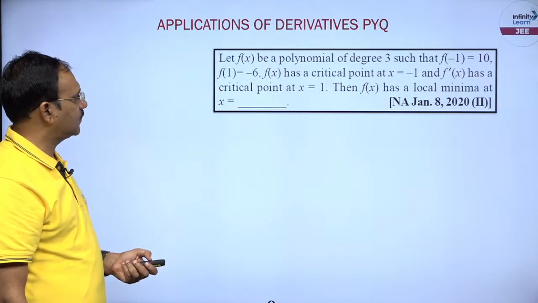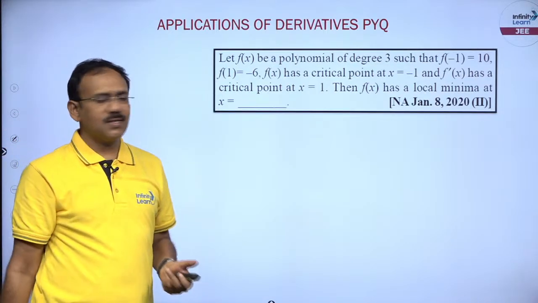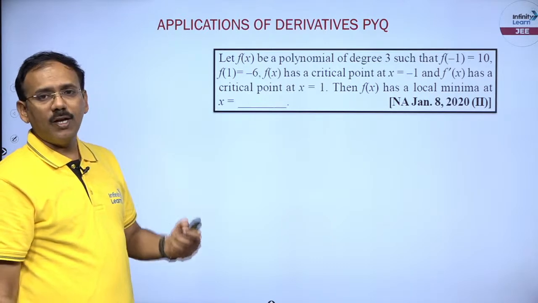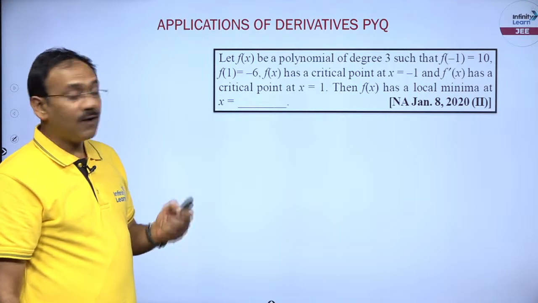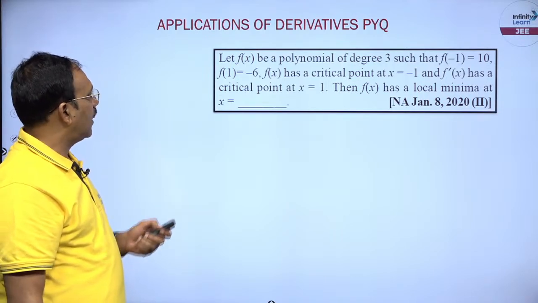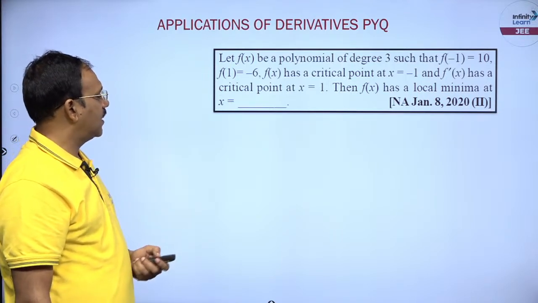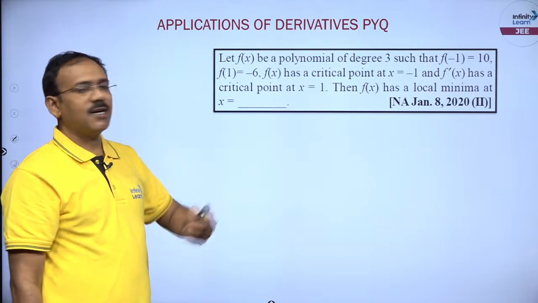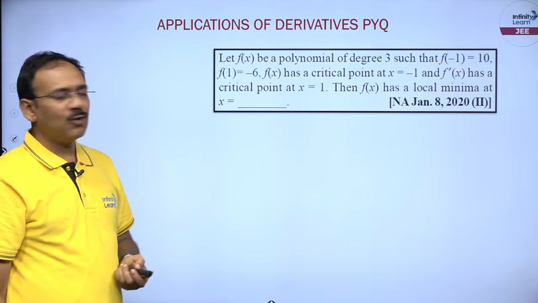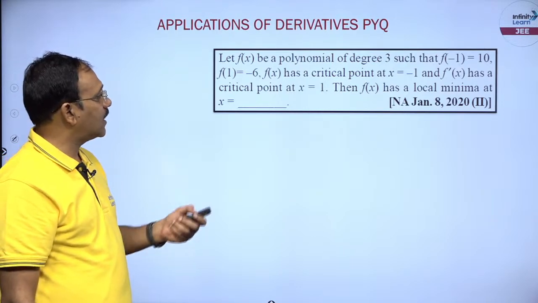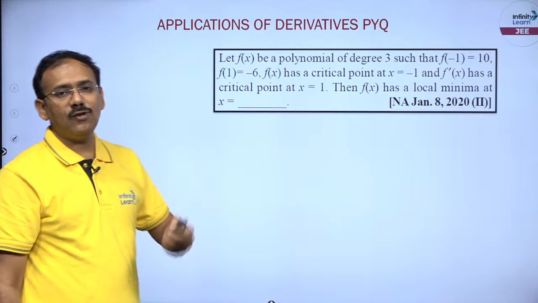Next question. You see another question of this kind. Let f of x be a polynomial of degree 3, and f of minus 1 is 10 and f of 1 is minus 6. f dash x has a critical point at x is minus 1, and f dash x has a critical point at x is equal to 1. Then f of x has a local minimum at what value of x?